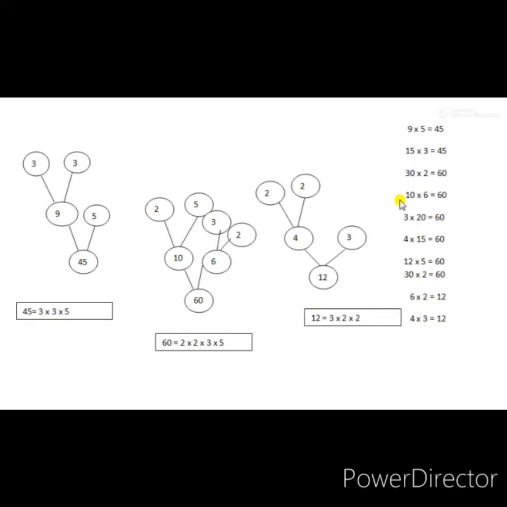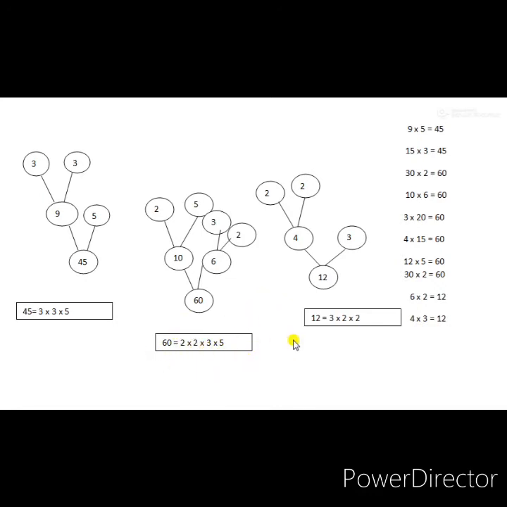But I am showing here 10 into 6. How can we convert 60 into prime factors? 10 times 6 is 60. So 10 and 6 we have to convert into prime factors. 10 we can convert into 2 fives are 10, and 6 we can convert to 3 twos are 6. So what are the prime factors of 60? 2 into 2 into 3 into 5.